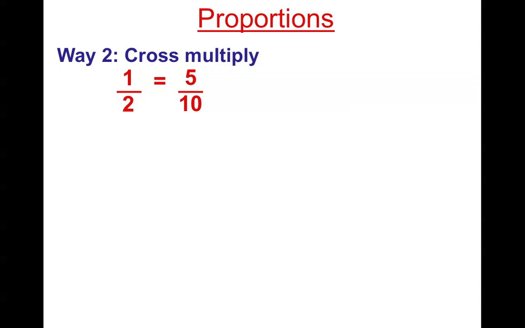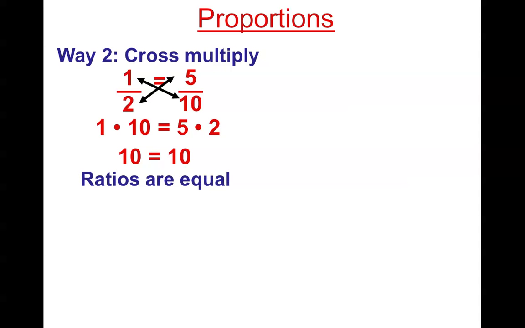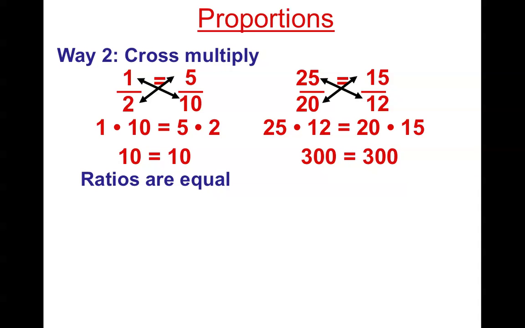Why don't you tell me if these two are equal? 1 times 10, 5 times 2, 10 equals 10. Yep, they're equal. It's kind of a neat trick, isn't it? And in this situation, 300 equals 300. Yep, these are equal. They form a proportion.